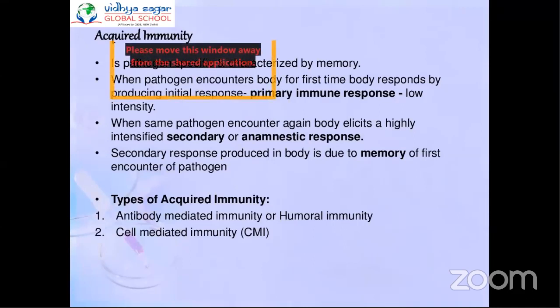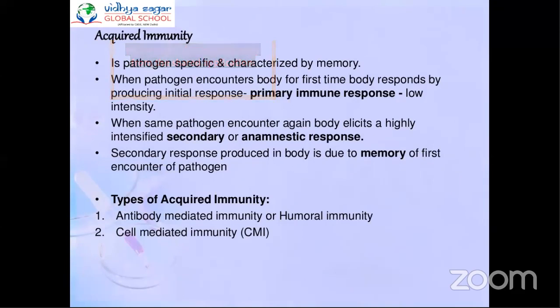Secondary immune response: when the same pathogen is encountered again, the body will react intensively. The response will be high, and the intensity will be high when it is attacking for the second time. So, types of acquired immunity. There are two types of acquired immunity.